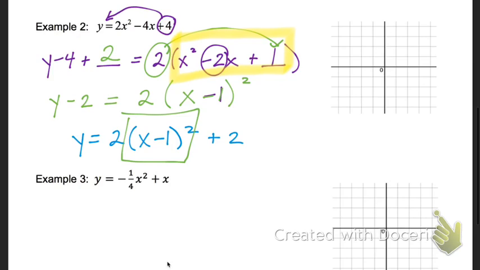Something that you will always, always, always have is this number out in front always needs to match the number that's in front of your squared term. They have to be the same every single time. If it's something different, then you did something wrong.